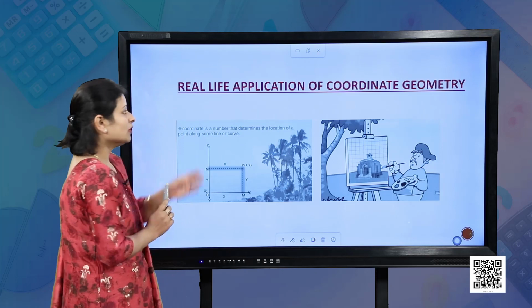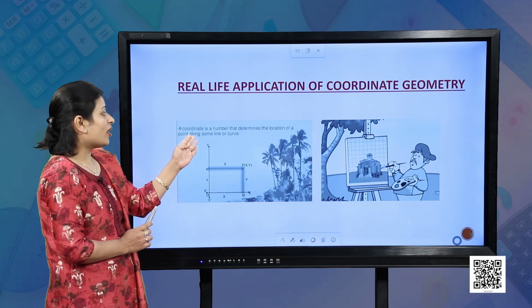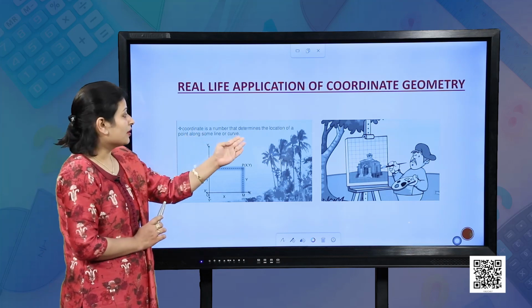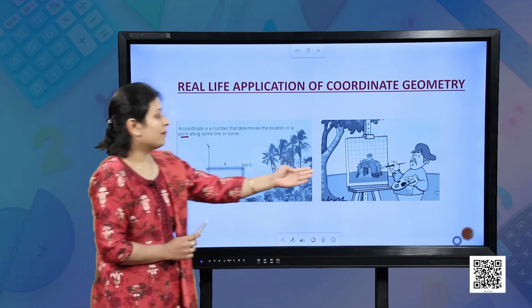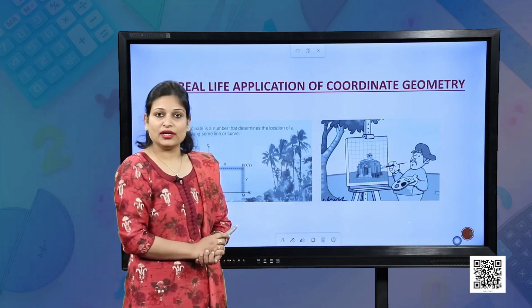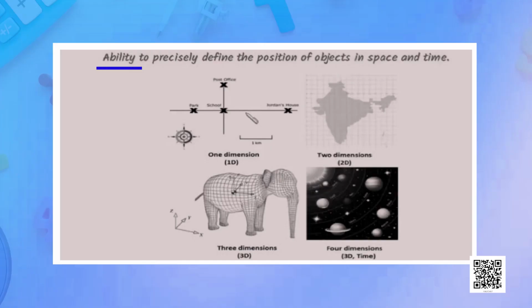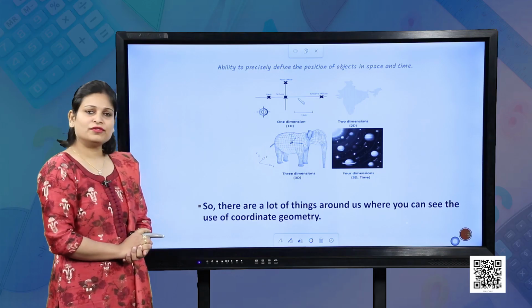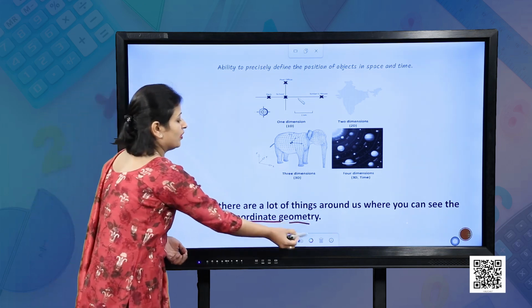Now, what are the real life applications of coordinate geometry? A coordinate is a number that determines the location of a point along some line or curve, or a painter can use the concept of coordinate geometry in painting his picture. Also, the concept of coordinate geometry is used to define the position of objects in space and time. So, there are a lot of things around us where you can see the use of coordinate geometry.